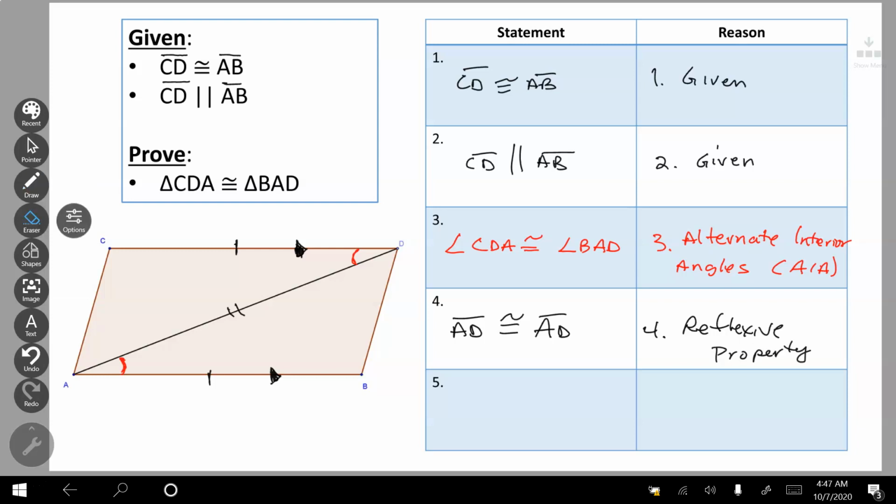And now I have this side, this angle, and this side is congruent to this side, this angle, and this side. So I do have triangle CDA being congruent to triangle BAD based on side, angle, side congruency.